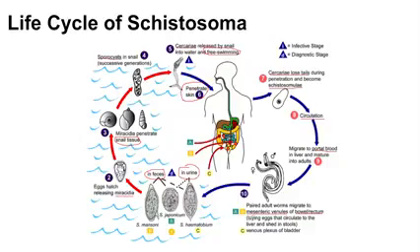They lay eggs, and then these eggs can be shed in the stool and then into some water source, and then the cycle can begin again. And that completes the life cycle of the Schistosoma parasitic blood fluke.